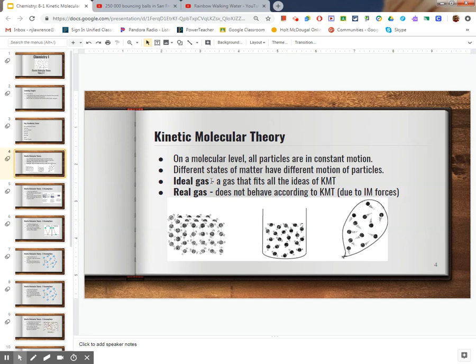Ideal gas, they behave perfectly, they behave ideally, they behave in a way that fits all our 5 assumptions about our theory. And a real gas is when they don't obey all 5 assumptions of the kinetic molecular theory, and they behave more like what we see in real life under some situations. And again, you're going to see real gases behave like real gases because of the intermolecular forces.